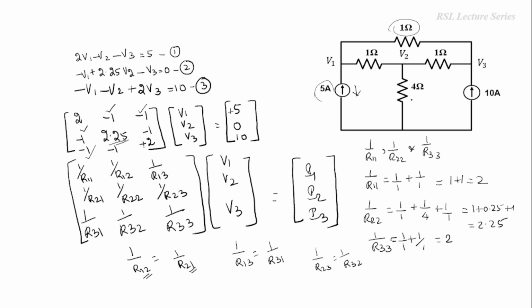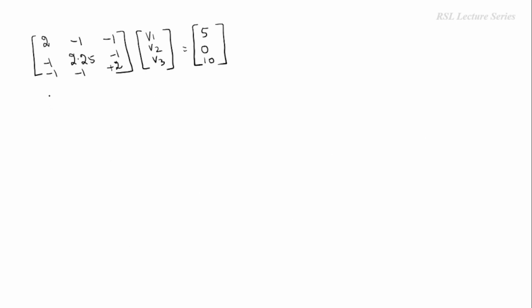So we have to write it as +5. And in node 2 we don't have any current source, so we have to write it as 0. And in node 3, again we have the incoming current, that is, current is flowing towards the node. So +10. Now we'll apply Cramer's rule for obtaining V1, V2 and V3. This Cramer's rule is the same as it was applied for mesh analysis. So by applying Cramer's rule, we can directly find out V1, V2 and V3 values.